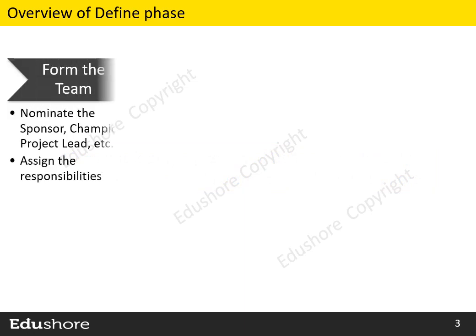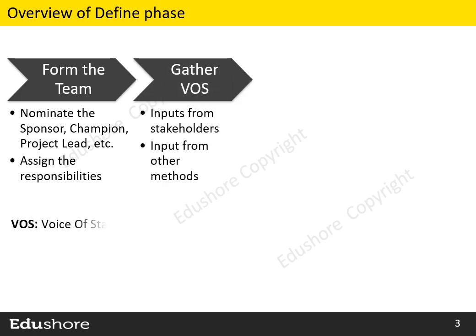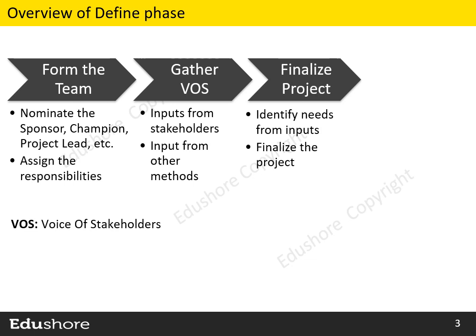The first step in the define phase is to form the project team that consists of sponsor, champion, project lead, etc. Next, we gather VOS, the voice of stakeholders. During this stage, we collect the inputs from the stakeholders and through other methods. After collecting the inputs, we try to analyze them and identify the inputs into improvement needs.